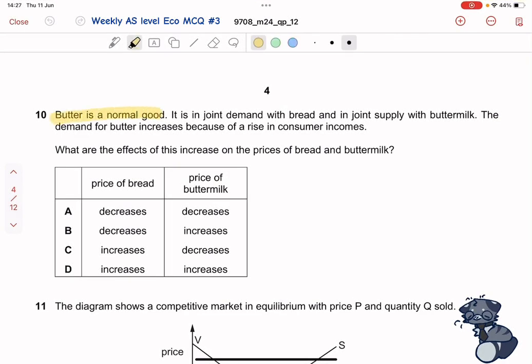Butter is a normal good. It is in joint demand with bread and joint supply with buttermilk. The demand for butter increases because of a rise in consumer incomes. So what are the effects of this increase on the prices of bread and buttermilk? Okay, so many pieces of information here.